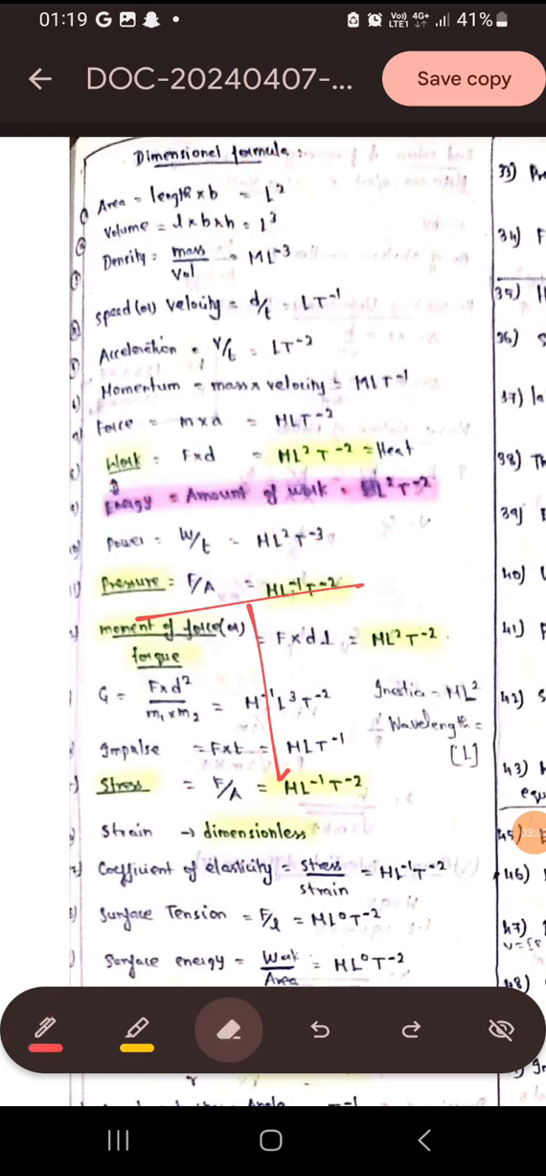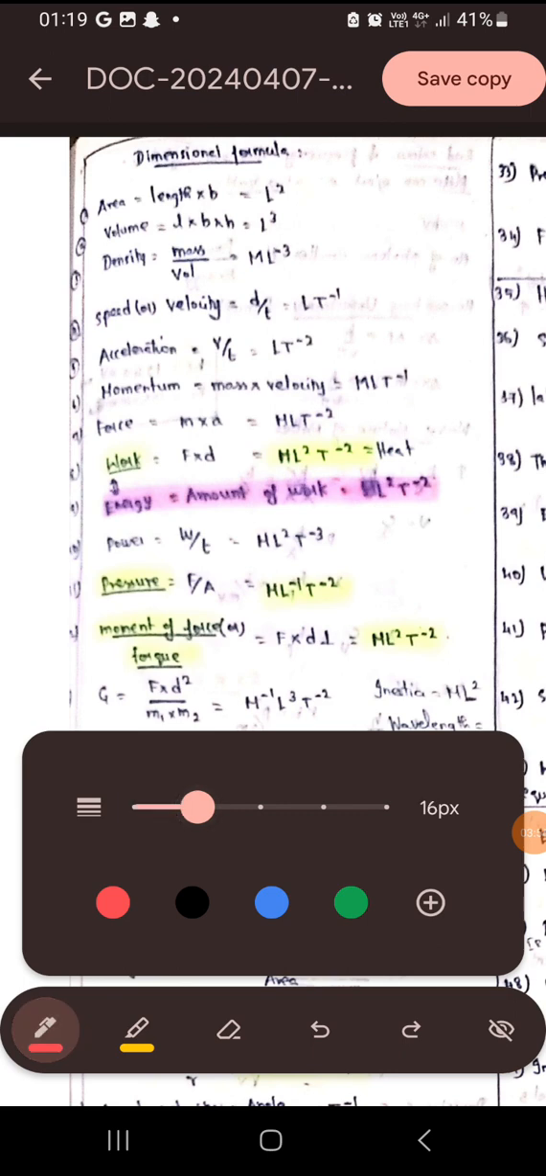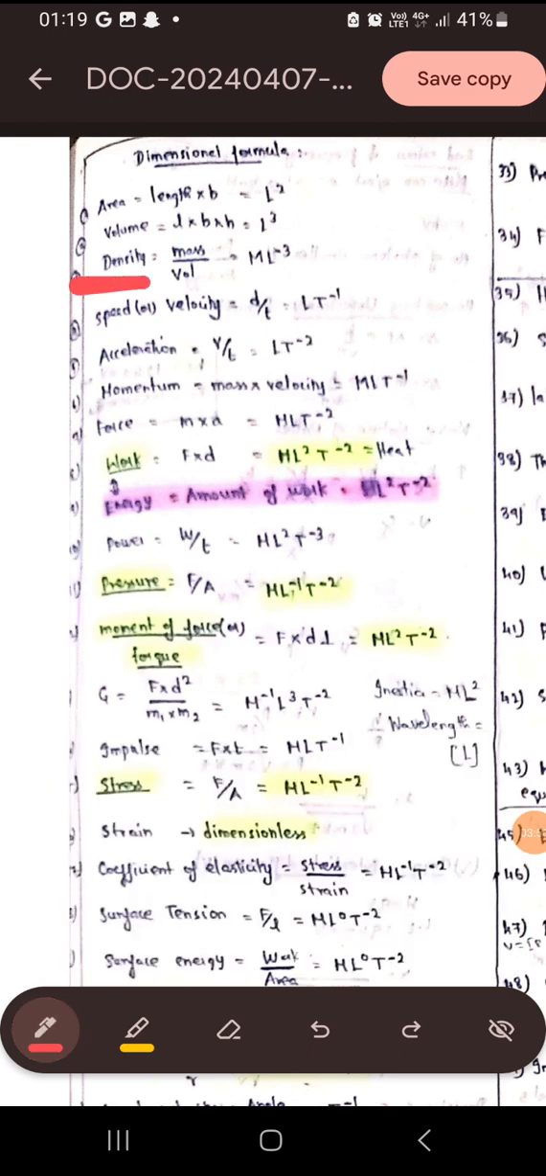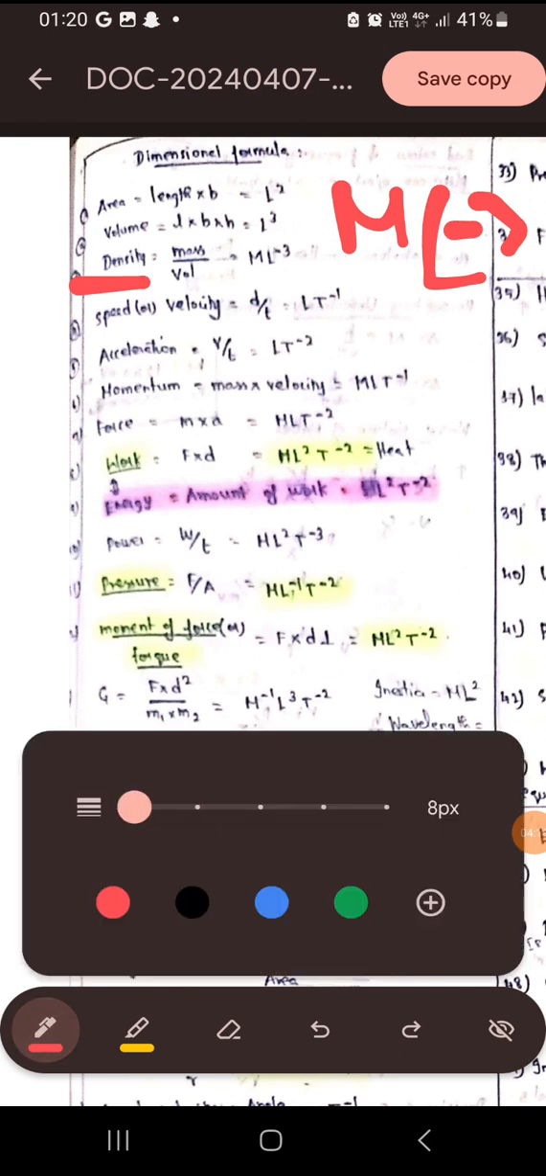And let me increase my pen length. And density, the formula of density, what we know is density is equal to mass by volume. Mass is capital M, and volume is length into breadth into height, that is L cube. Since mass is divided by volume, the L cube goes to the bottom, so it will come in minus, so L to the minus 3.